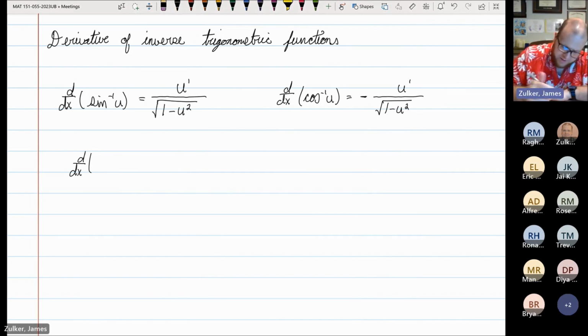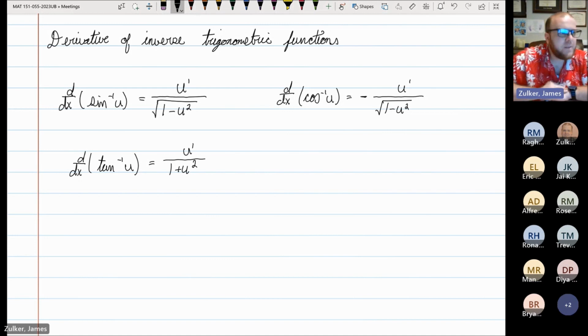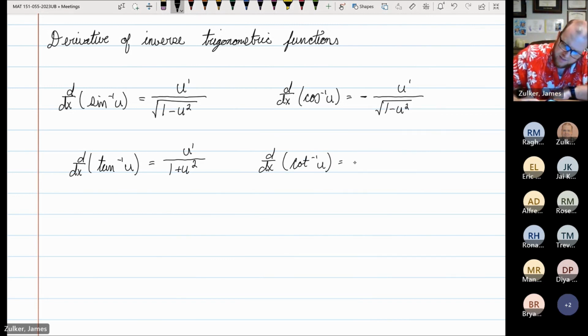No, let's do tangent next. Derivative of the inverse tangent. U prime over 1 plus u squared. Derivative of the inverse cotangent. Negative u prime over 1 plus u squared.